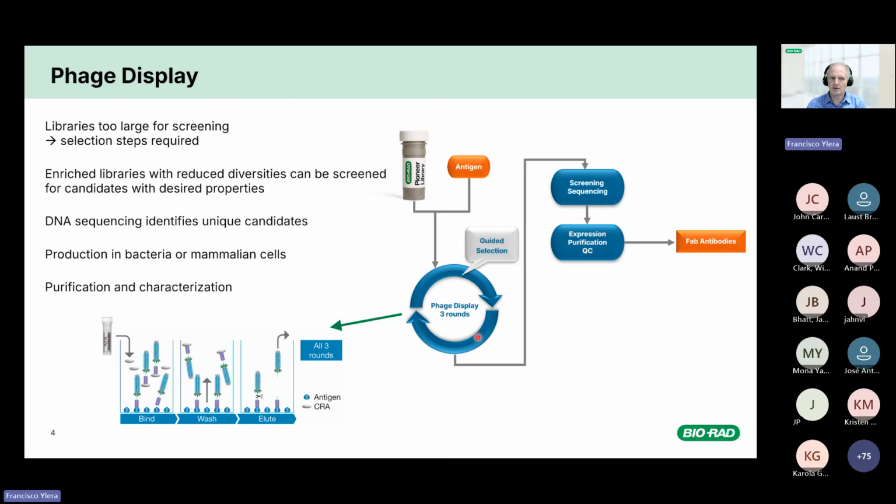After 3 rounds, we take the DNA, subclone it into an expression vector, and then we come to the screening step. So we transform it into E. coli, pick separate individual colonies, and then screen for the required cross-reactivity profile. We send a number of hits for sequencing to identify which ones are actually unique antibodies, and then those are expressed, purified, and QC'd. And this process usually takes 8 weeks.